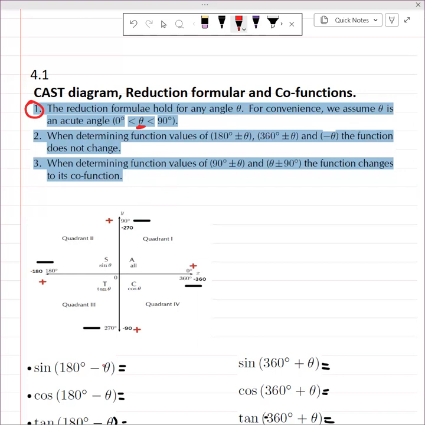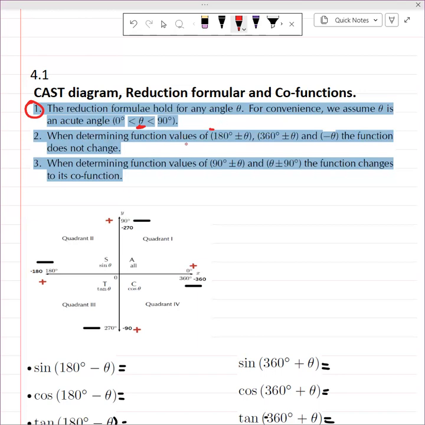Perfect. Then when we do reduction, and you have positive 180 or negative 180, you are going to maintain your trig ratio. Also, when you have positive 360 and negative 360, you maintain your trig ratio. Also, when you have negative theta, you maintain your trig ratio. This is what I mean, ladies and gents.